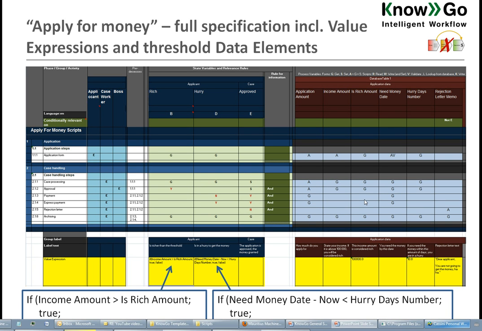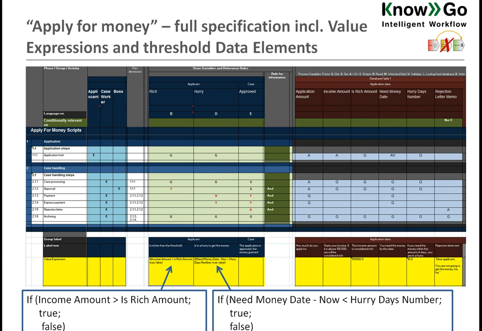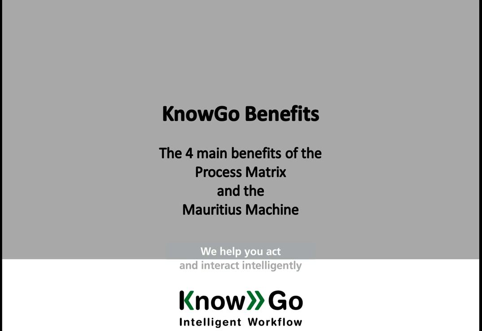Hi, my name is Kåre and I am from KnowGo, and I am here to tell you about the four main benefits of the process matrix and thereby the Mauritius machine. This video will focus on the second of the four benefits.